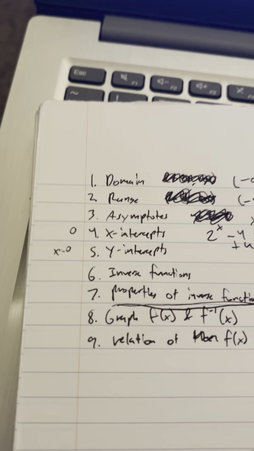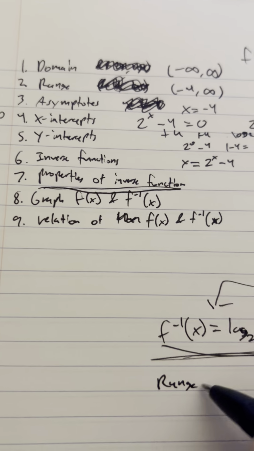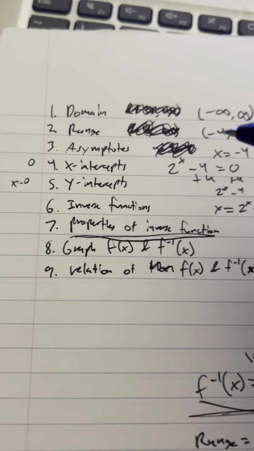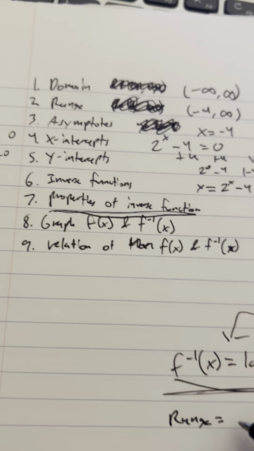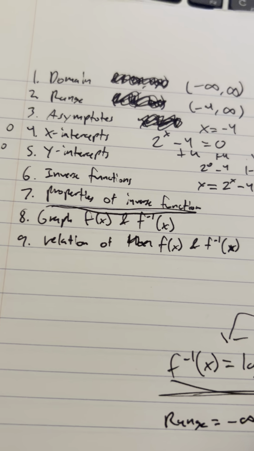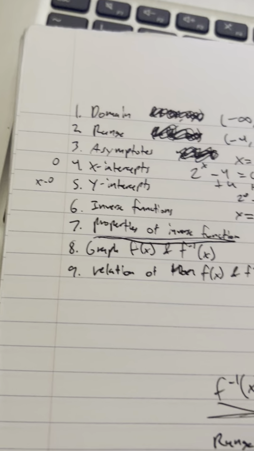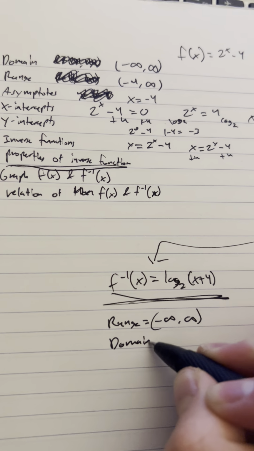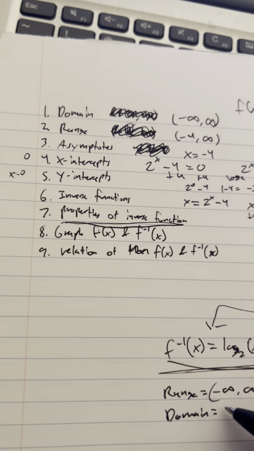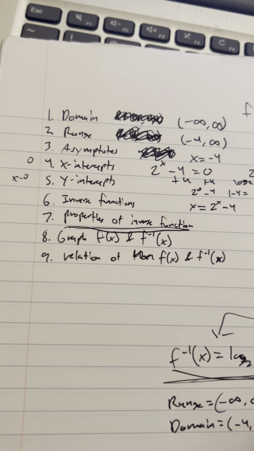So the range for this function is going to be the domain of this function. So it's going to be negative infinity to infinity. The domain is going to be the range of this function. So it'll be negative 4 to infinity.